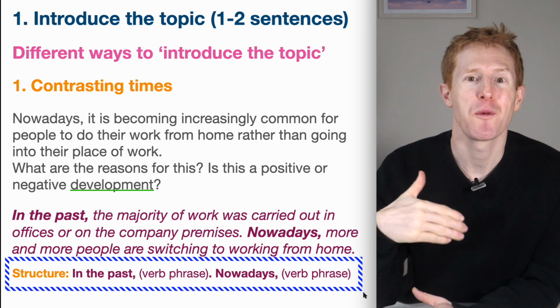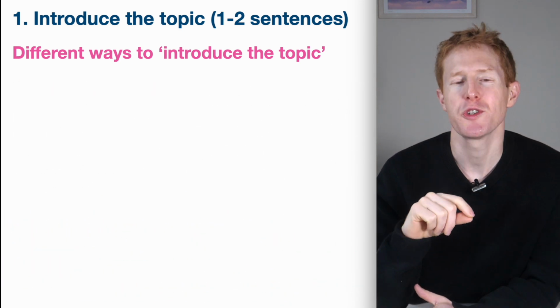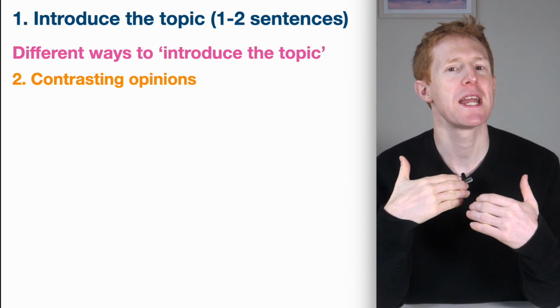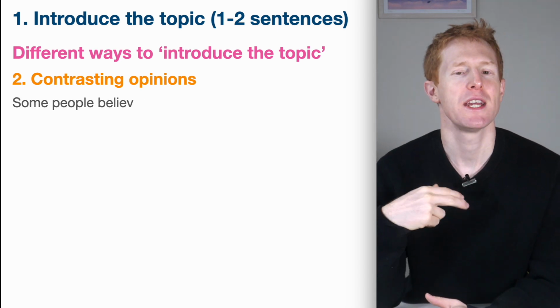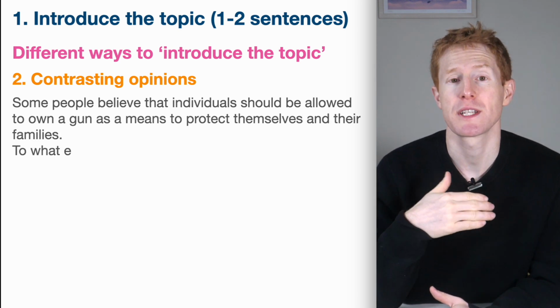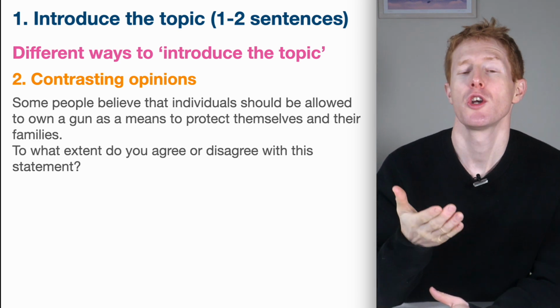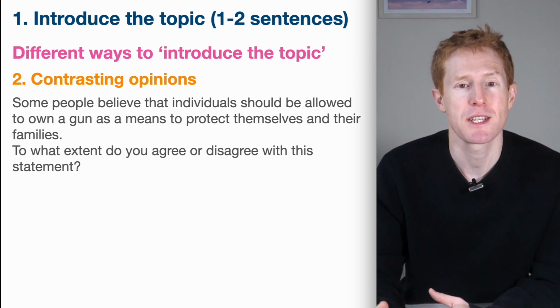Don't go anywhere, I want to show you another template structure. This is when we introduce contrasting opinions, and I'll show you an example. Some people believe that individuals should be allowed to own a gun as a means to protect themselves and their families. To what extent do you agree or disagree with this statement?